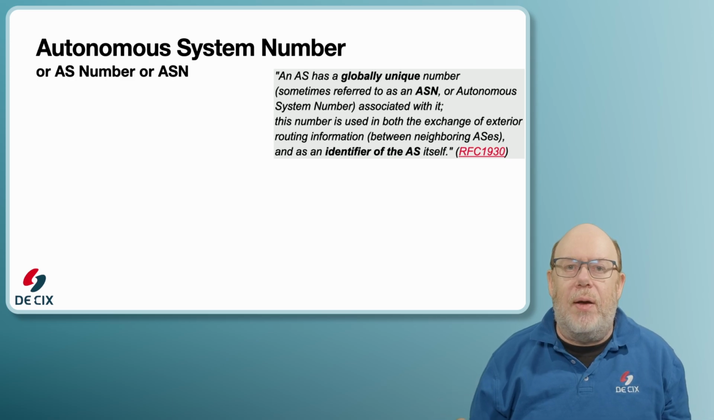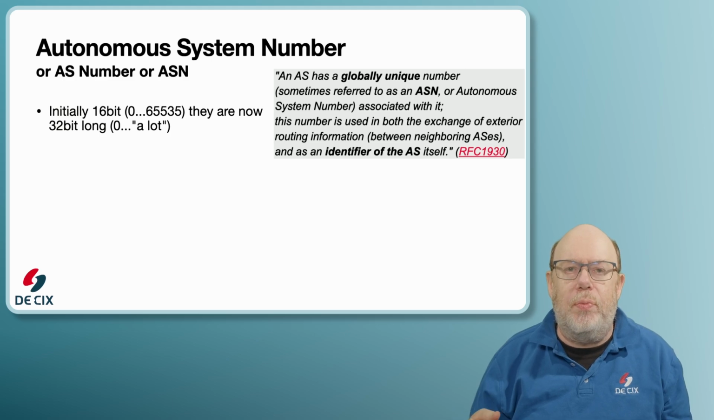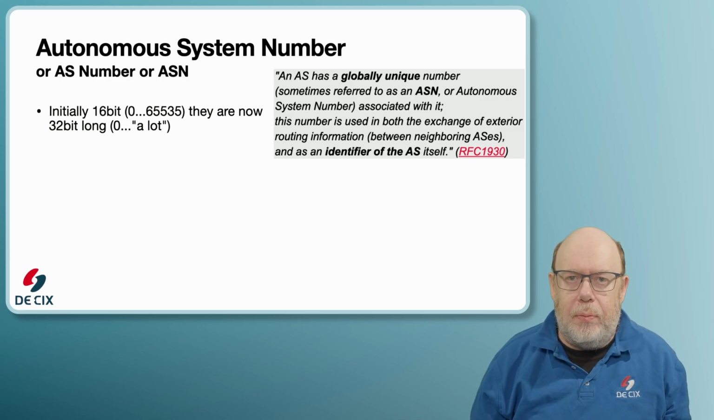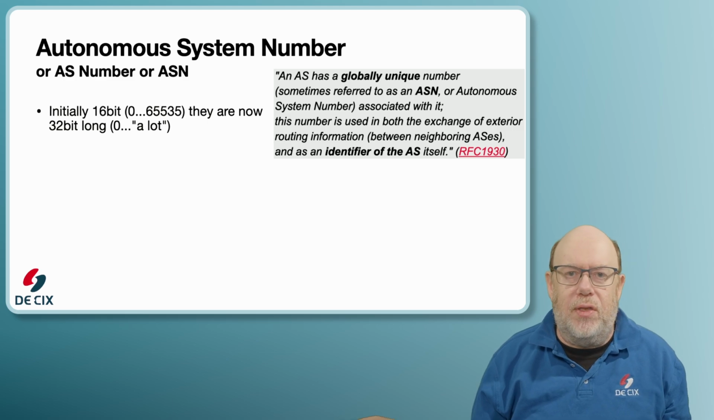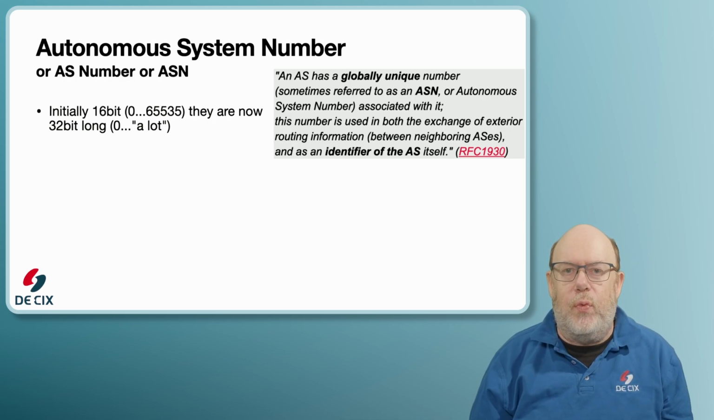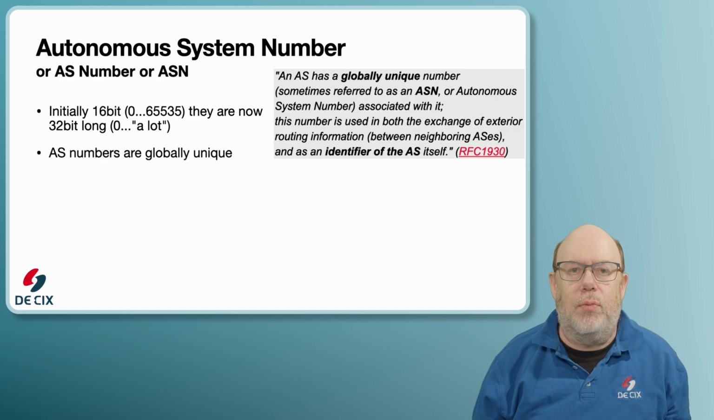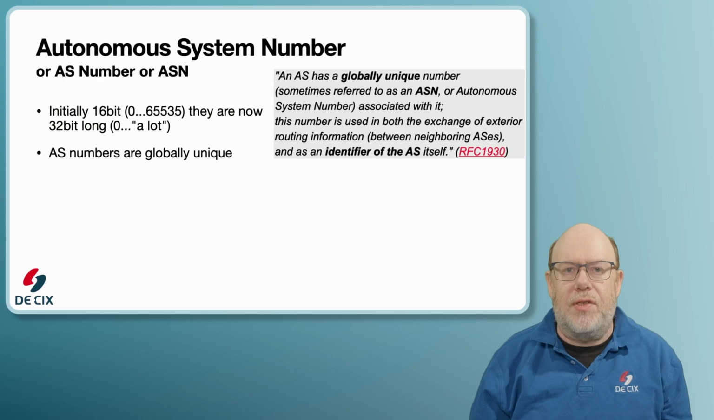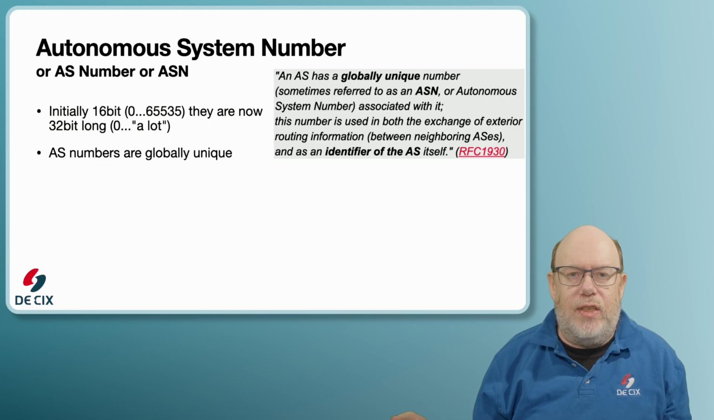An autonomous system number, well, you can read here the formal definition. It's a 32-bit number identifying an autonomous system. Originally, when BGP was invented, it was a 16-bit number, but it was noted around the year 2000 that we are running out of numbers, so the number space was extended to 32-bit. Autonomous system numbers are globally unique. So each autonomous system number exists only once and identifies exactly one autonomous system.